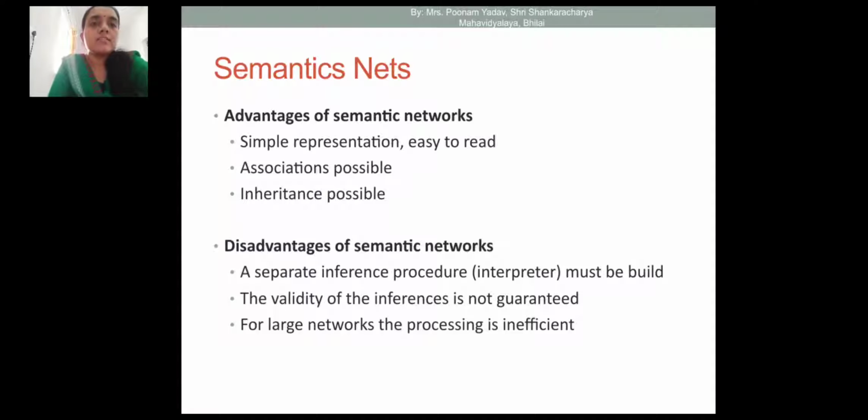Advantages: it is a simple representation, easy to read, association is easy, and inheritance is also possible. Disadvantages are that a separate inference procedure must be built, and the validity of inference is not guaranteed. For a large network, the processing is inefficient.